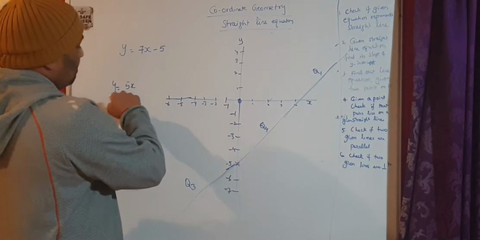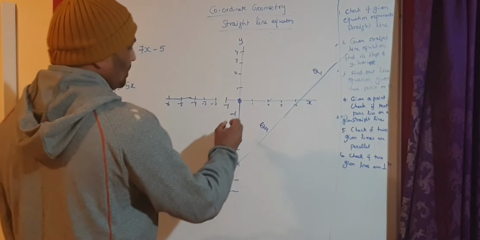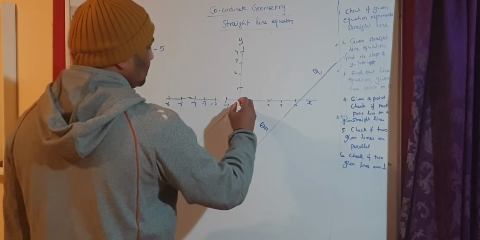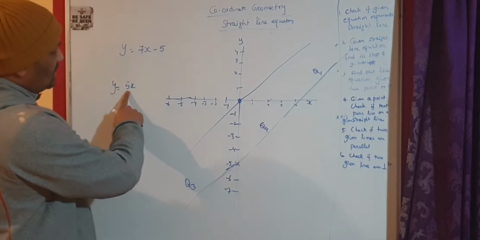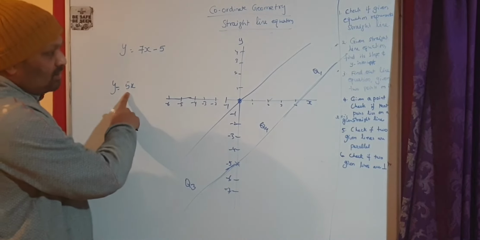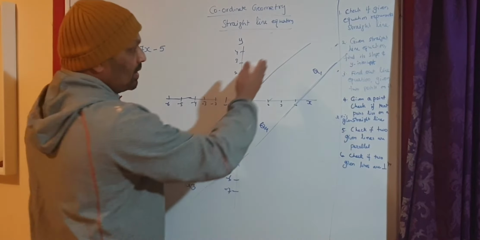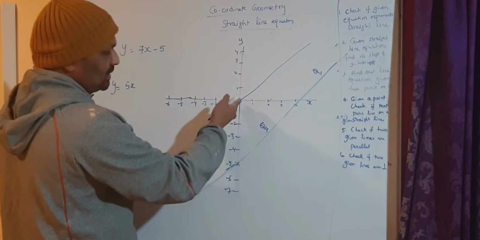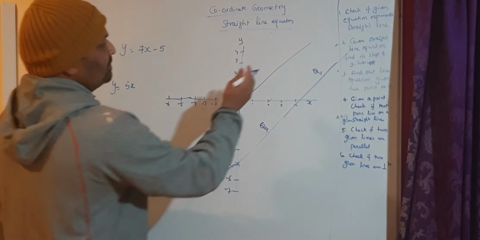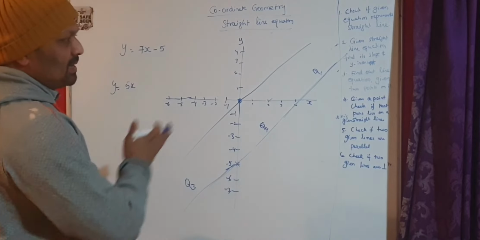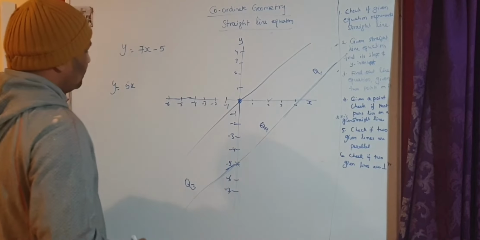And what is the slope? We have a positive slope here. That means it is moving from left to right, it's going to rise. So it's going to look like this. When you plot this line equation on the coordinate plane, this line is passing through quadrant 1 and quadrant 3 because it's precisely passing through the origin. So that's why this line is passing through Q1 and Q3.